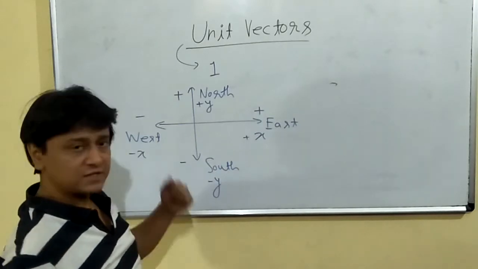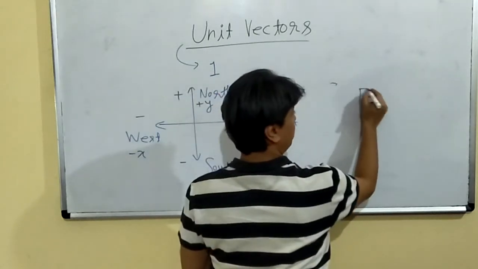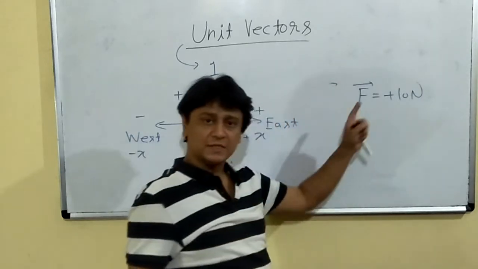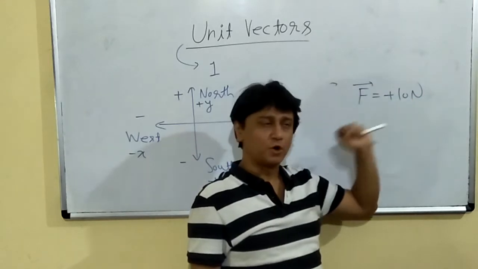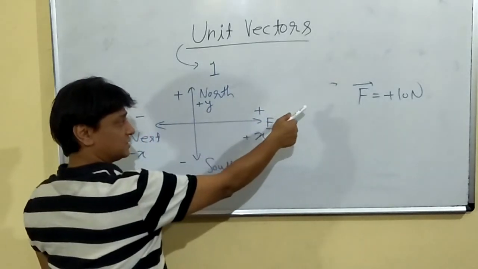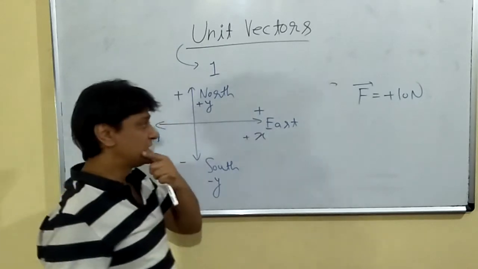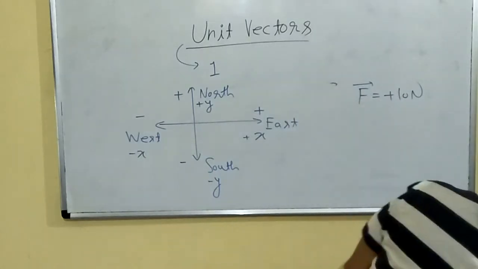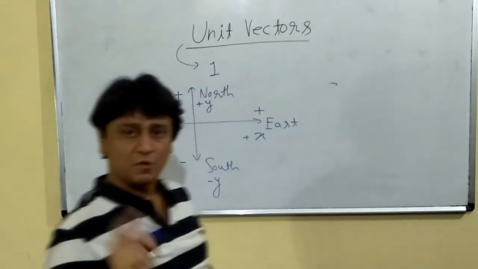Now, if I say that a vector is, let's say, a force of plus 10 Newton is acting on an object, then what does this plus mean? Plus can be east, but this plus can also be north. इसलिए अब यहां पर इस कंफ्यूजन से बचने के लिए हमने एक नया सिस्टम डेवलप किया है. And what is that new system?